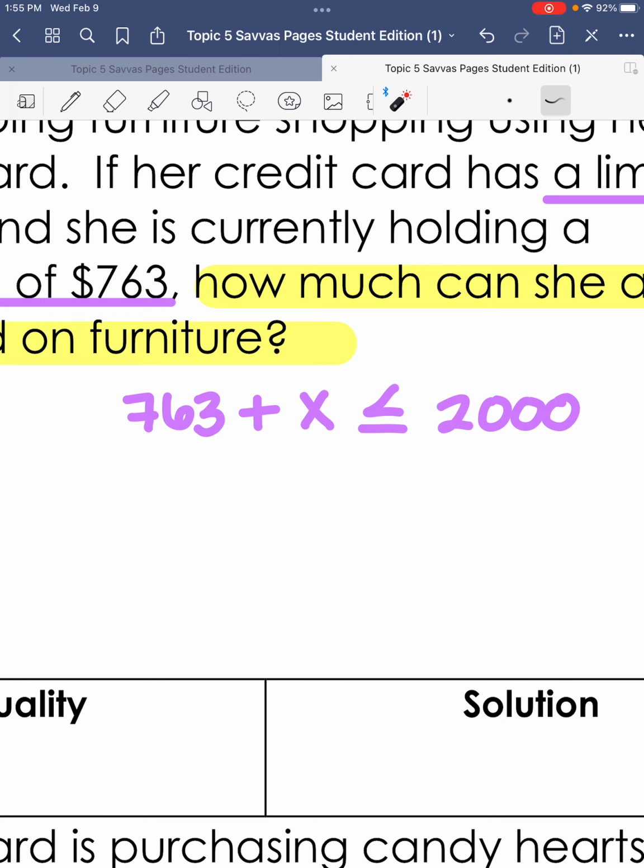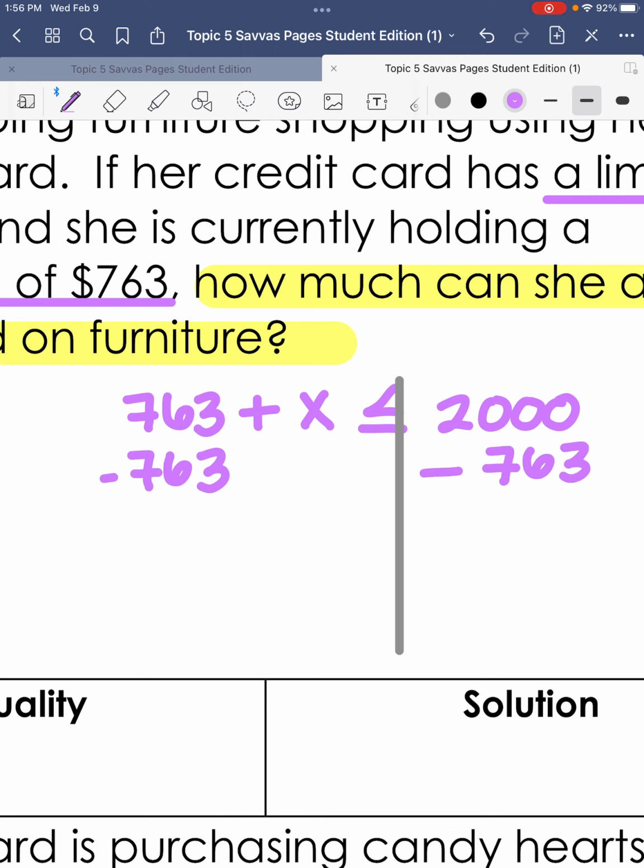So now how do I solve this inequality? Well, first things first, I'm going to draw my line through my inequality symbol. Just helps me see that I've got two sides, and whatever I do on one side, I must do on the other. Now, what kind of 763 is this? Is it positive or negative? If you said positive, you're correct. So how do I undo that? Well, I subtract 763. And I'm going to do that on both sides. Now on the side with the X, my 763 will cancel out, and I'm left with just X by itself. Was there any reason for my sign to change? Not when we subtract, so it's going to stay less than or equal to.